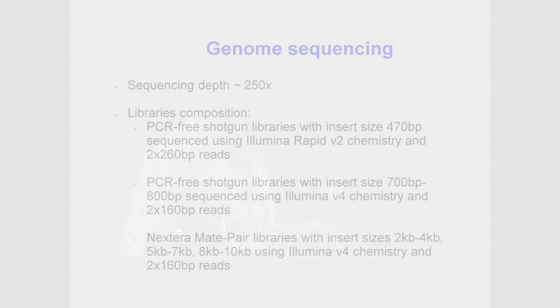As Henry mentioned, we sent the DNA in mid-December to Illinois, and Alvaro did a pretty good sequencing there with different libraries. The first library is 400 base pair with the Rapid V2 chemistry. The second library is about 700 to 800 base pair with Illumina V4 chemistry. The other 3 libraries use V4 chemistry, about 160 base pair each. Total coverage is about 250x.